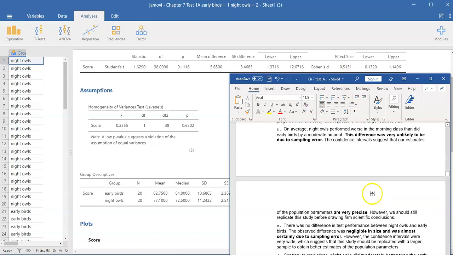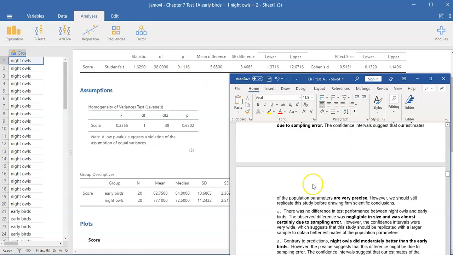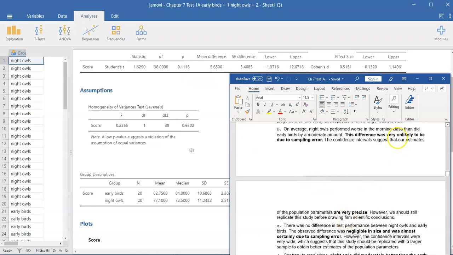Now, I also pointed out here why some of these other answers were wrong. B is wrong because it says it's very unlikely to be due to sampling error. Well, this p-value is too large to justify that statement. It's also saying that the estimates for the population parameters like D are very precise. They're clearly not. The lower bound says it's a small negative effect, and the upper bound says it's a very, very large effect. That's a huge range. Everything between those values is considered plausible, so that's not very precise at all.